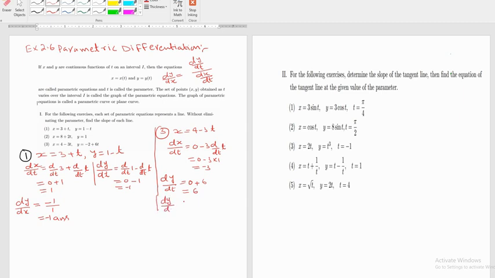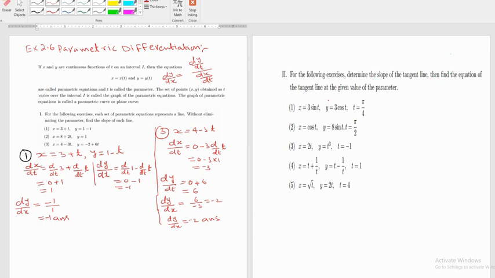Therefore, dy/dx is equal to dy/dt, which is 6, divided by dx/dt, which is minus 3. So 6 divided by minus 3 is minus 2. So the slope dy/dx is equal to minus 2. This is your answer.